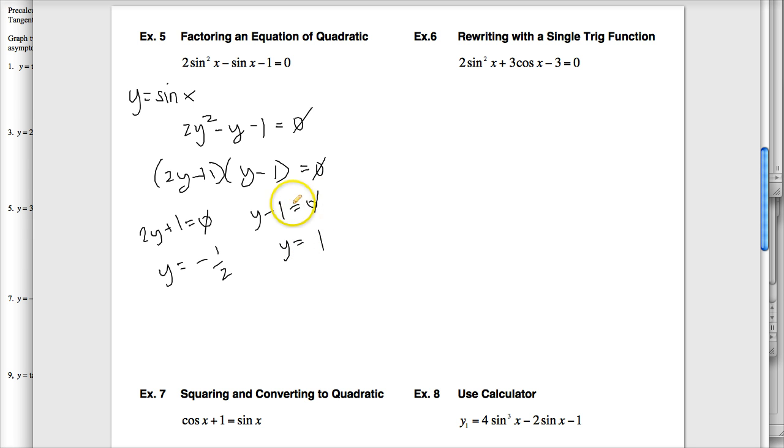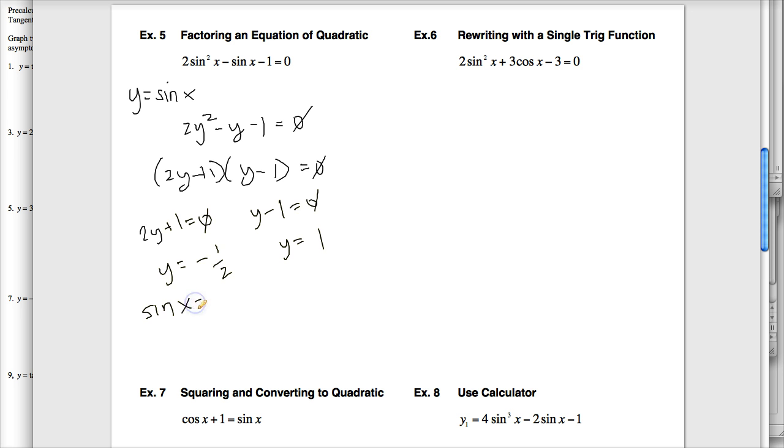So some of you said, I've solved it, but the question didn't ask for what y was. As a matter of fact, the original problem didn't have a y. We just changed it, to make it neat, y equals sine x. So I'm going to put the sine x back into the problem. Sine x equals negative half, and sine x equals 1.